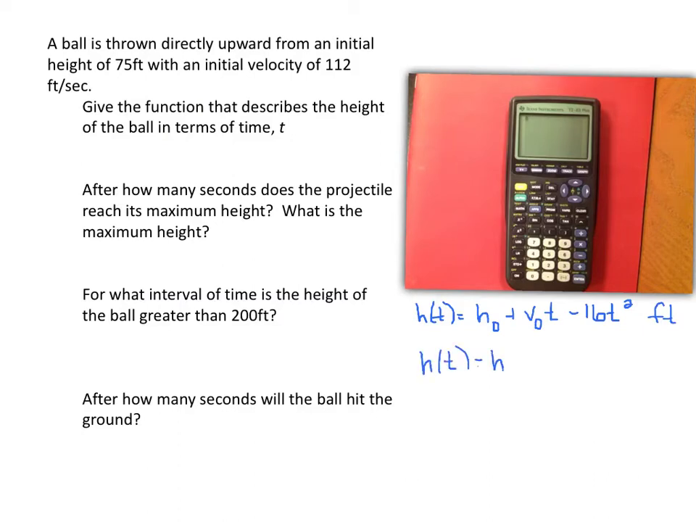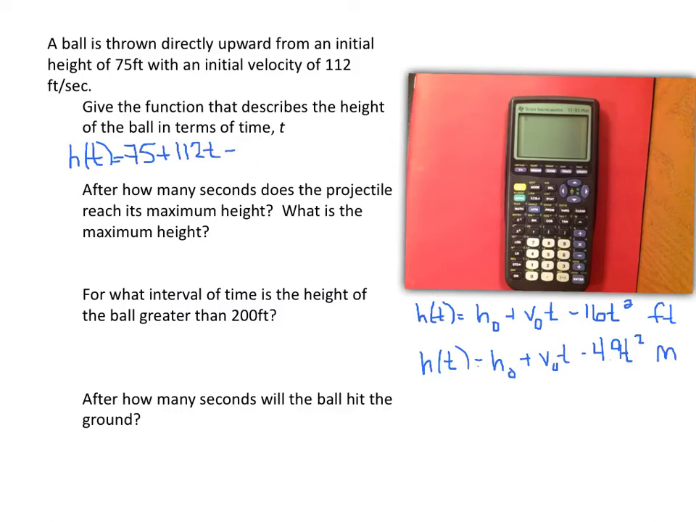Some things don't change. This one is if you are in meters. So given our problem, we have an initial height of 75 feet and an initial velocity of 112 feet per second. So our formula now, I don't have a problem with you guys using your calculator on word problems, but you will have to show the function. So we get into our calculator.